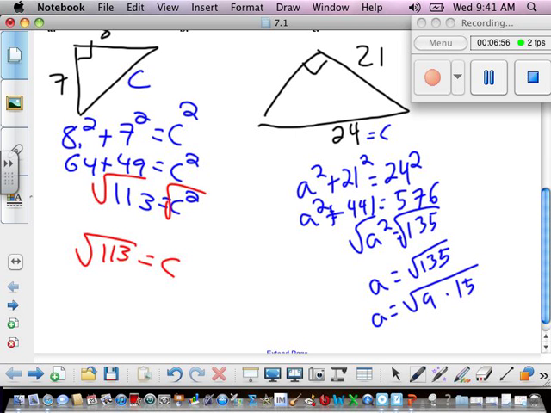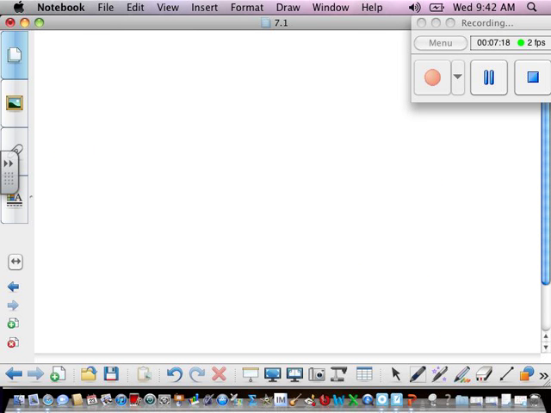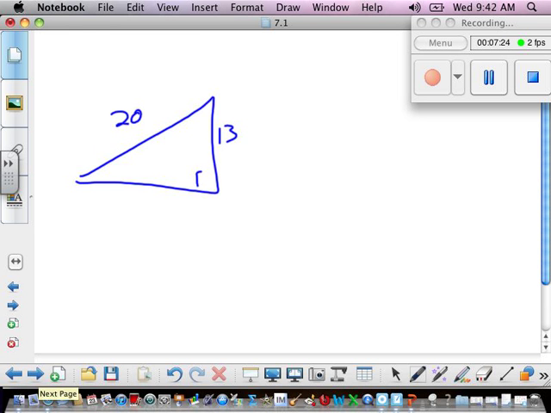What's the square root of 9? 3. 3 square root 15 is my answer. All right. Do we need to do one more Pythagorean theorem or you get the point? Okay. Let's find the area of these things. We've got to find the area. The answer was 3 square root 15.